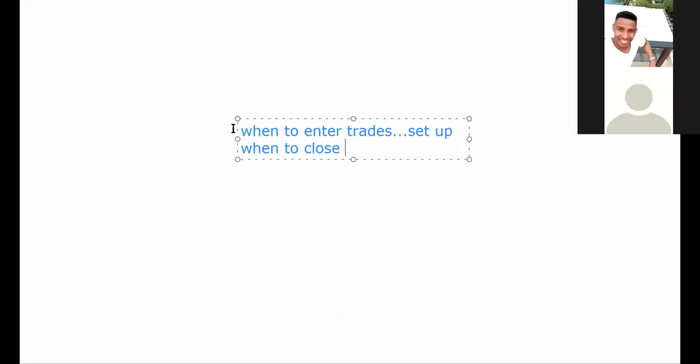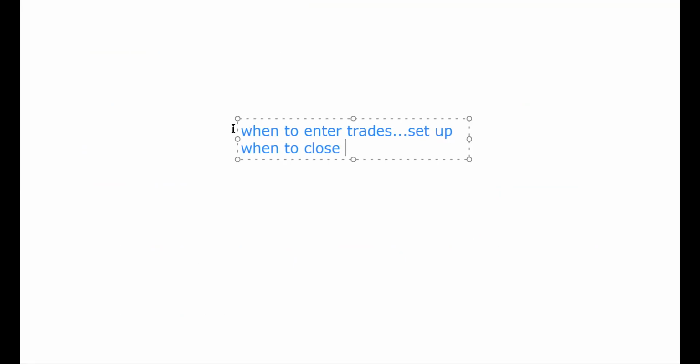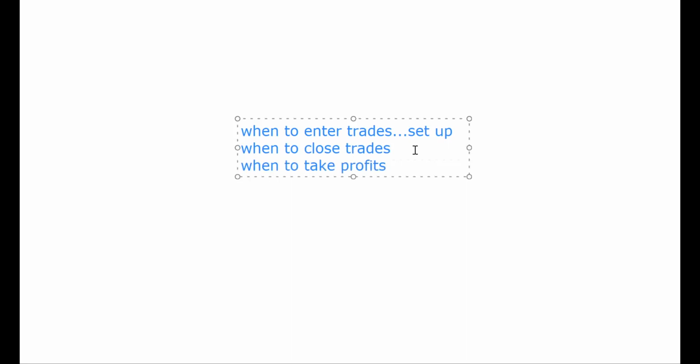That's basically what happens as a trader. Those are the decisions you constantly have to make, like when to close a trade. And then the third thing you have to do is when to take your profits. So these decisions are what you constantly have to make as a trader.